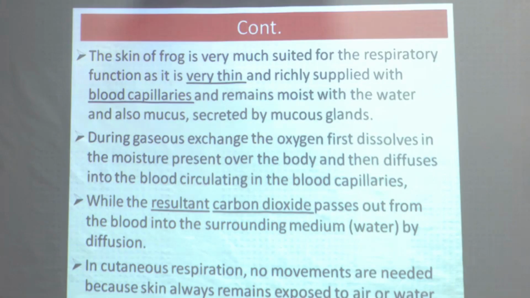Then the resultant carbon dioxide passes out from the blood into the surrounding medium, that may be water or air. If it is water, then this is by diffusion, and in a terrestrial medium, it simply goes out through evaporation. In cutaneous respiration no movement is needed, no movement of any organ, because the skin always remains exposed to the air. So, at any area this type of respiration can be conducted.